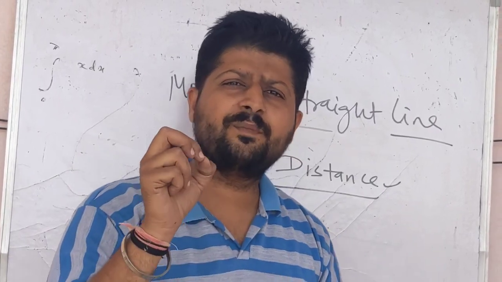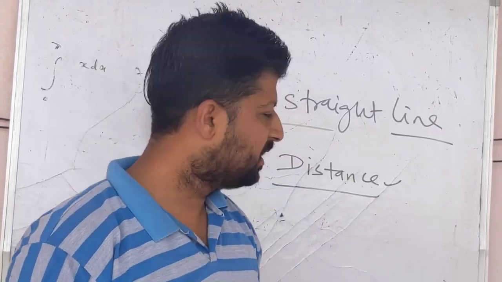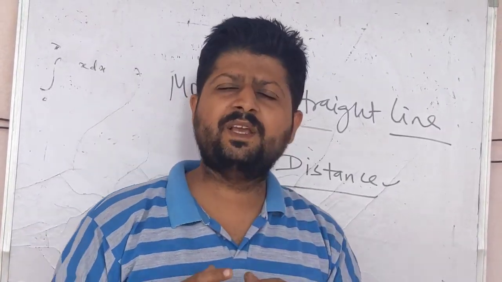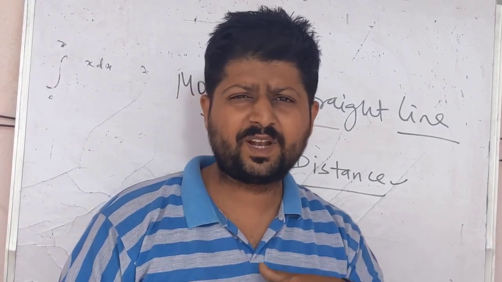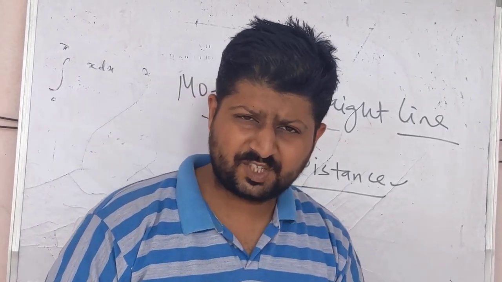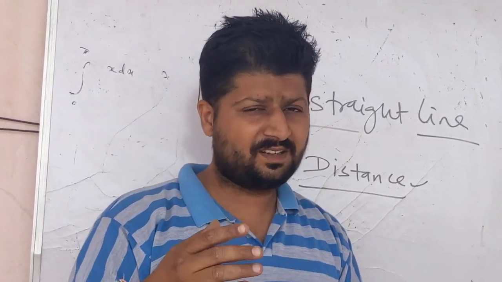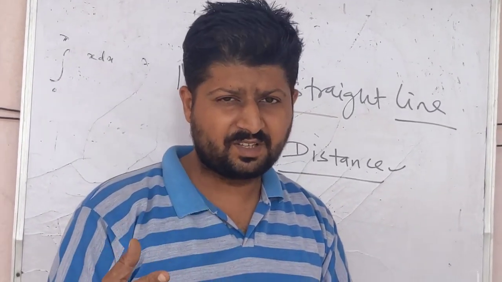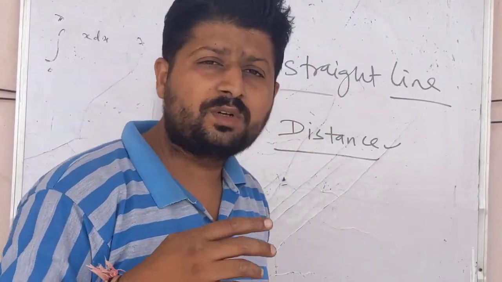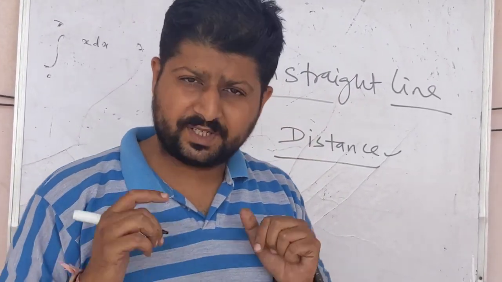So we need some parameters. The first is distance. What is the meaning of distance? When an object is changing its position, or we can say the object travels some distance, it means the total path which is covered by the object.